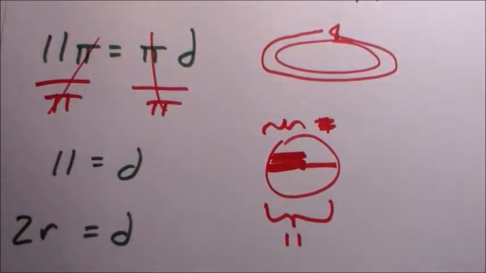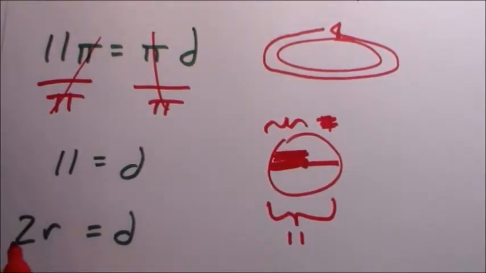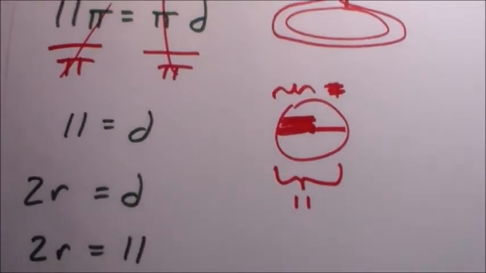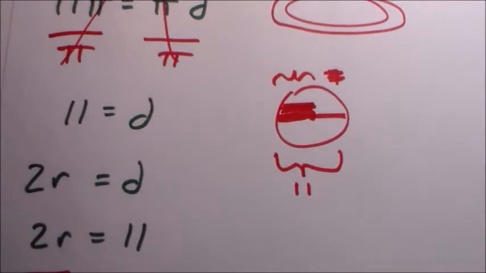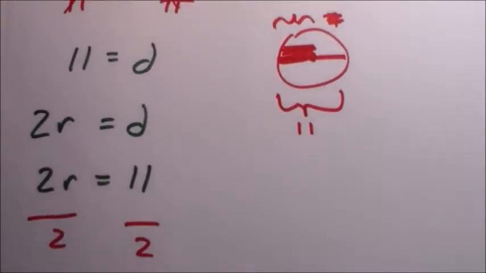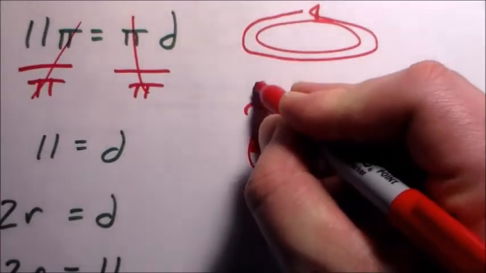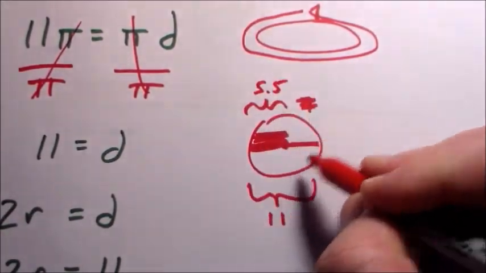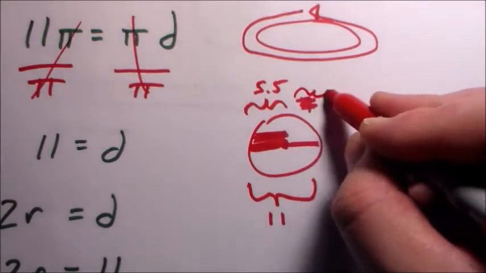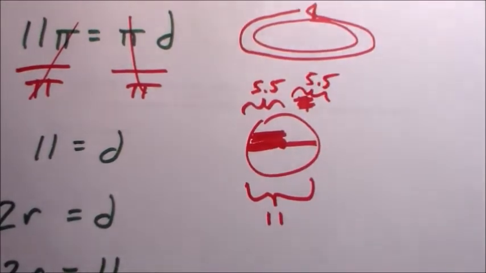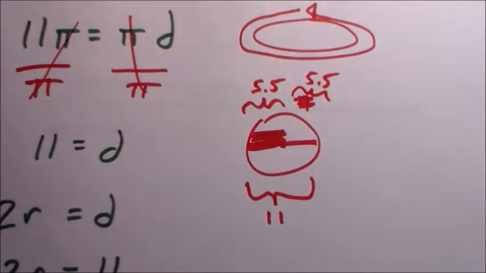Well, if you think about it, if you draw it out, it's really helpful. And if you know that 2 times the radius equals the diameter, then you're just going to divide the diameter by 2. So how do we do that? We just divide by 2. And we get a radius of 5.5, which kind of makes sense, right? If 11's the diameter, then the radius is going to be 5.5, because 5.5 plus 5.5 gets you 11.